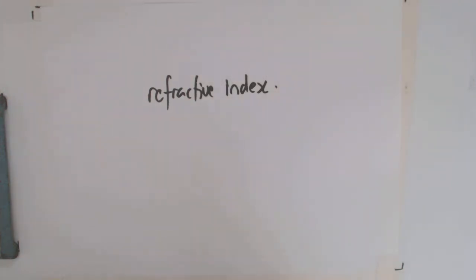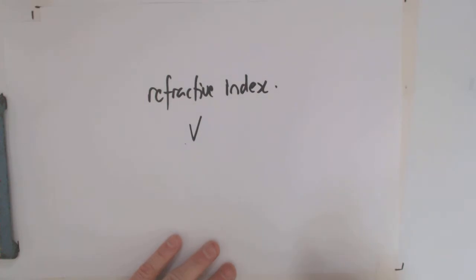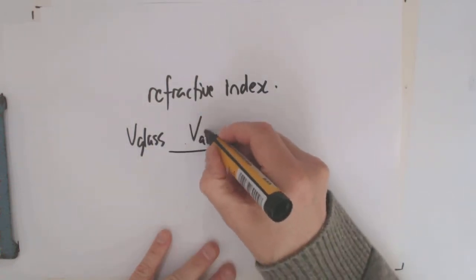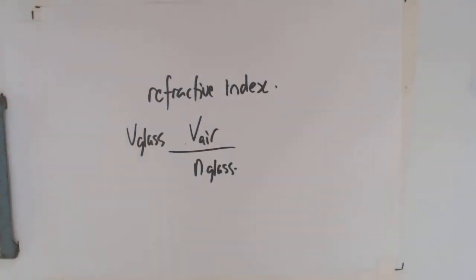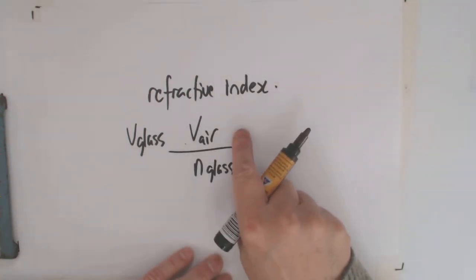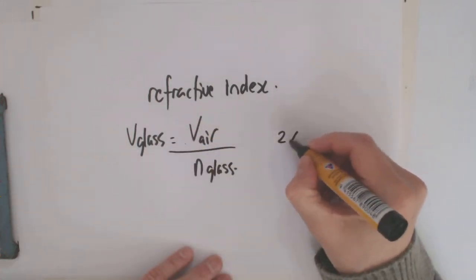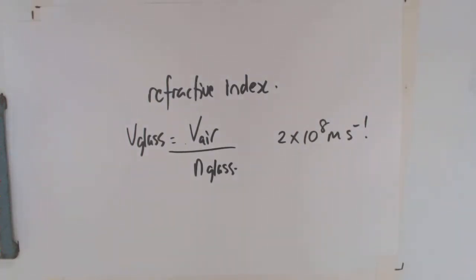So if you've got a velocity in air and you want to know how much it slows down in glass, then you just divide the velocity in air by the refractive index of glass. 3 times 10 to the 8 is the velocity in air, divide by 1.5, and we end up with the velocity in glass being 2 times 10 to the 8 meters per second. So it's very easy to calculate the new velocity. You just divide by the refractive index.